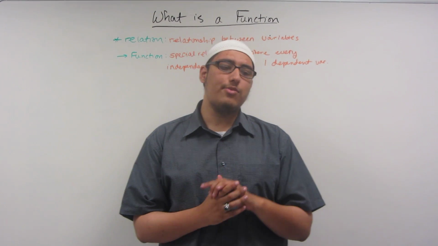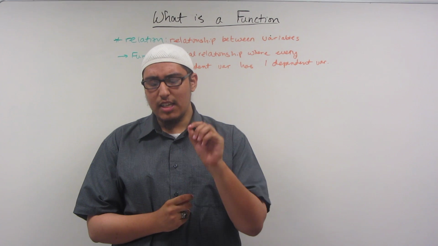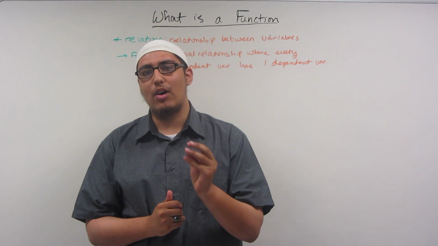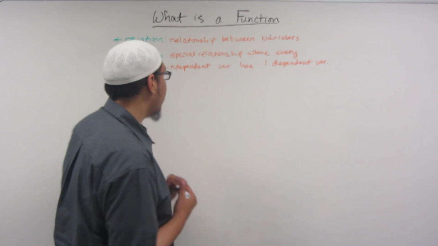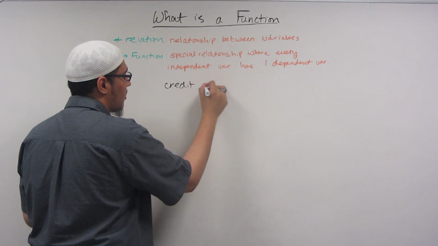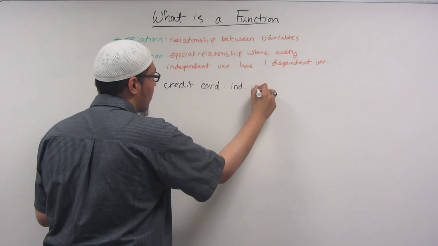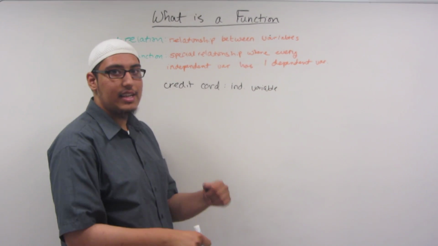Let's step back a little bit from this math talk, and let's talk about the real world. So if we have a couple of credit cards, all right, and each of these credit cards has an independent account number, okay? So the idea is that each credit card is an independent variable, okay? Now this example will also explain the difference between an independent and a dependent variable.